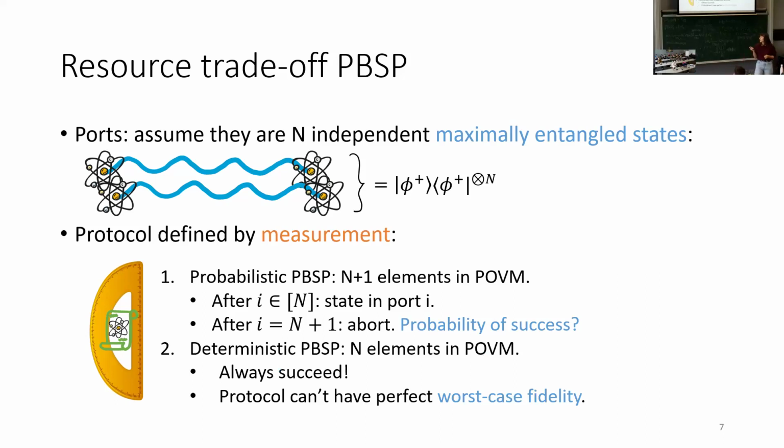And we can also describe the deterministic variant, where Alice always gives an answer to Bob. So there are n elements in the POVM, but after the answer it might be that the qubit is not fully in one of the ports. So we study the fidelity of the outcome port with the desired state.